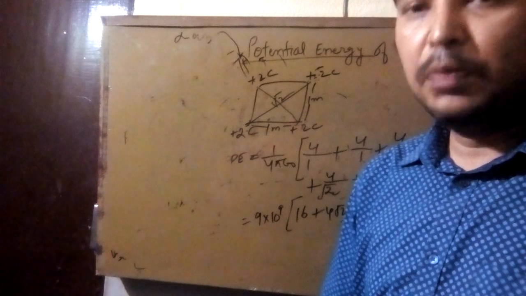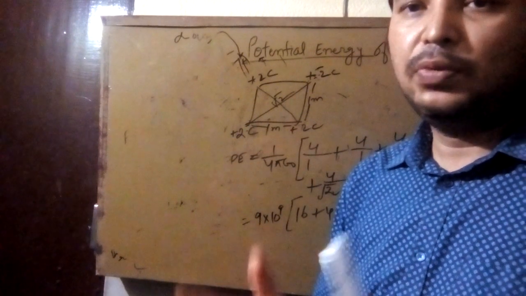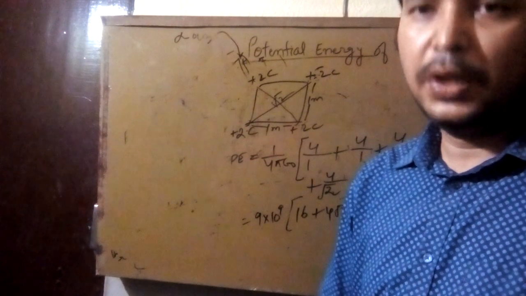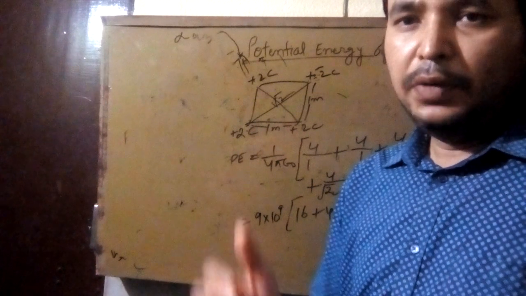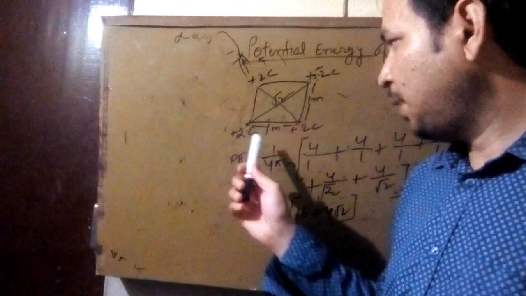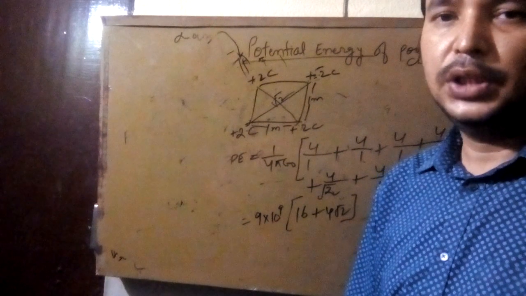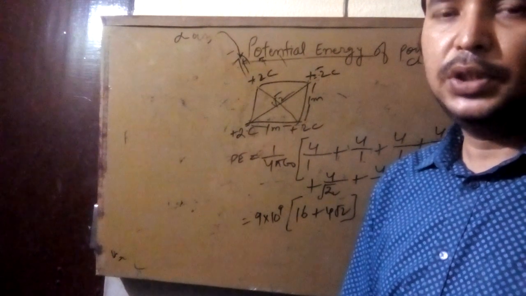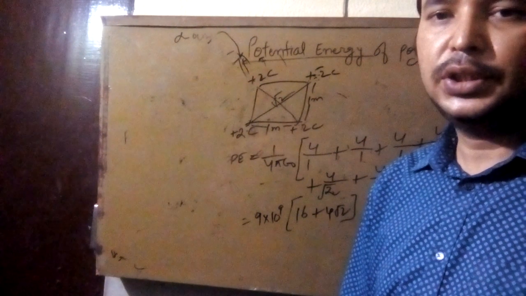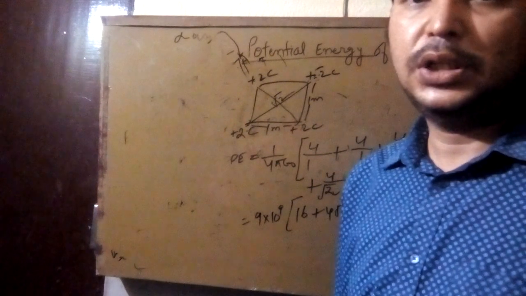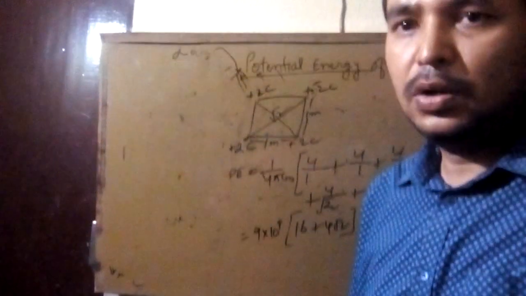So when you are calculating potential energy, what you have to do is find the number of pairs of charges, divide by the distance, and multiply by 1 by 4 pi epsilon. So this is the way to calculate the potential energy. So that's about potential energy. In the next class we will discuss more about the potential energy. So thank you all.